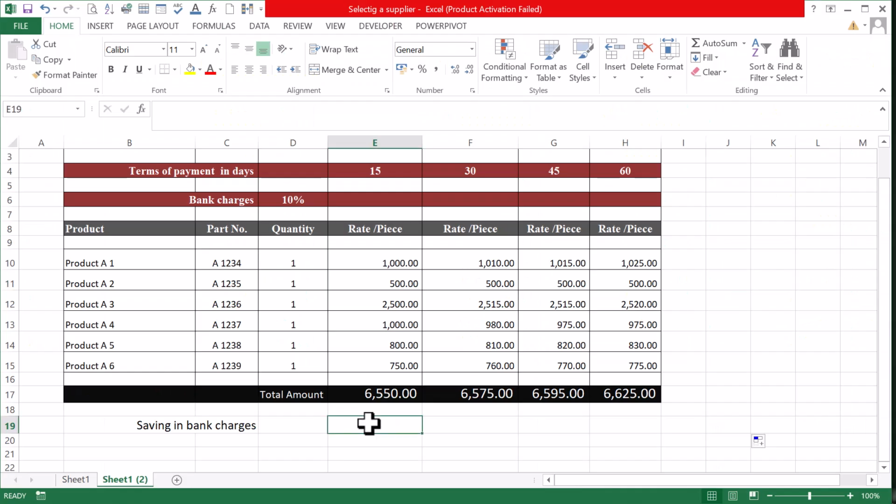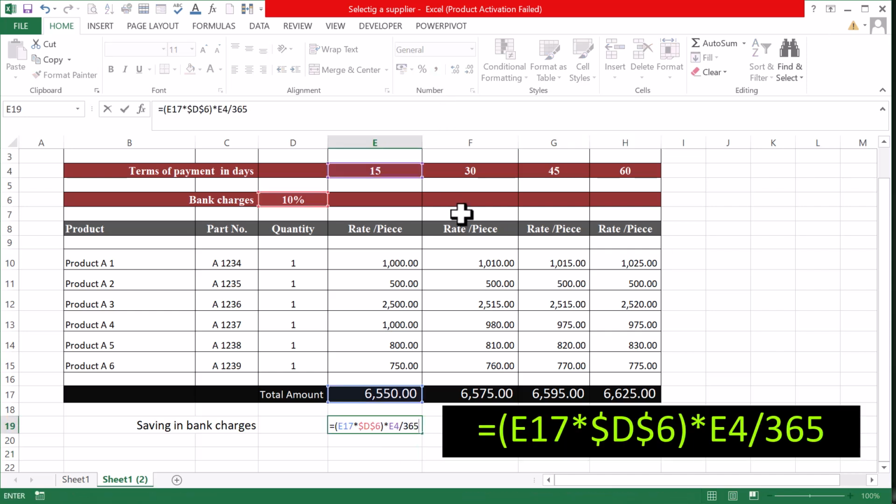Step 2. Next, calculate the bank charges based on the current bank interest rate and the number of credit days each supplier offers. For example, for supplier A Limited, apply a 10% bank charge for a 15-day credit period. Watch closely as I walk you through constructing the formula to calculate this. Then apply the same calculation for each of the other suppliers. This simplified approach makes it easy to compare costs accurately across all suppliers.